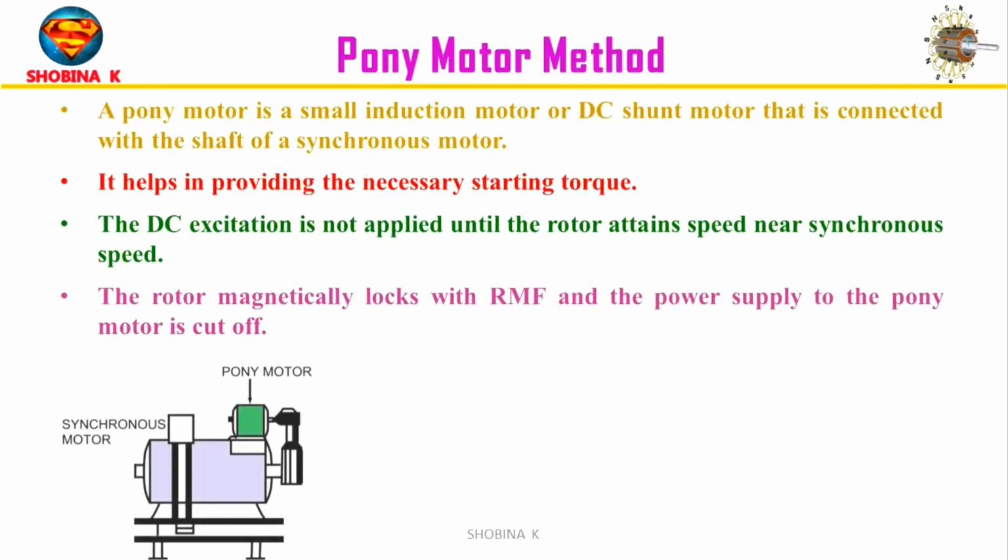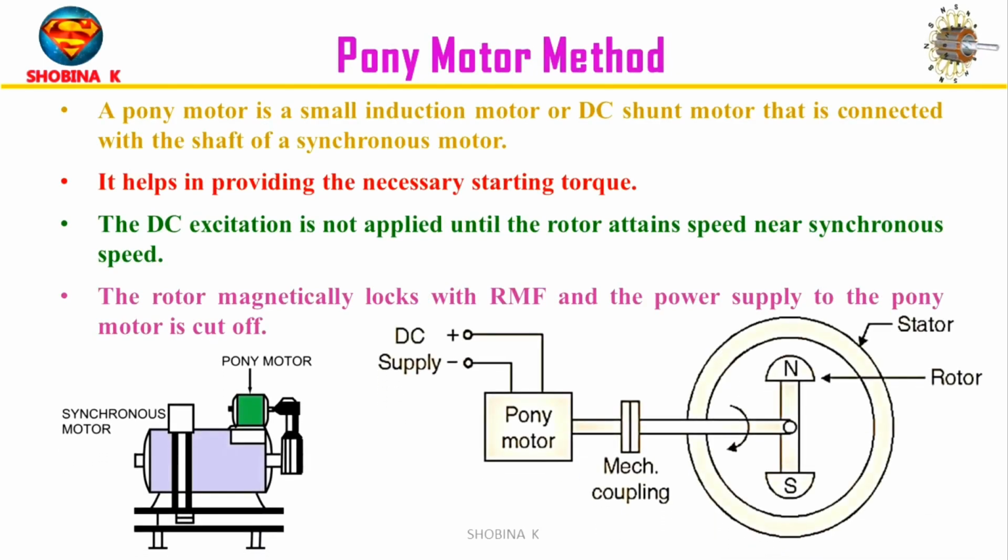And next, starting with the help of a pony motor. In this method, the rotor is brought to the synchronous speed with the help of some external device called a pony motor. Pony motor is a small DC shunt motor. It is mechanically coupled to the rotor of the synchronous motor. Once the rotor attains the synchronous speed, the DC excitation to the rotor is switched on. And when the synchronism is established, the pony motor is decoupled.